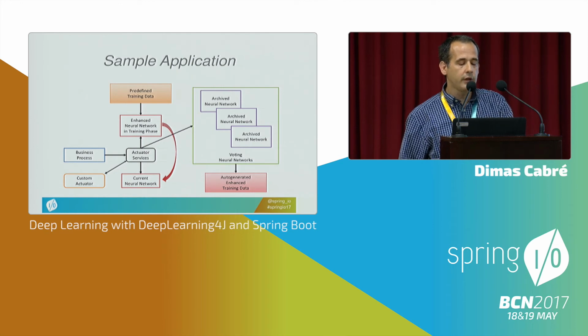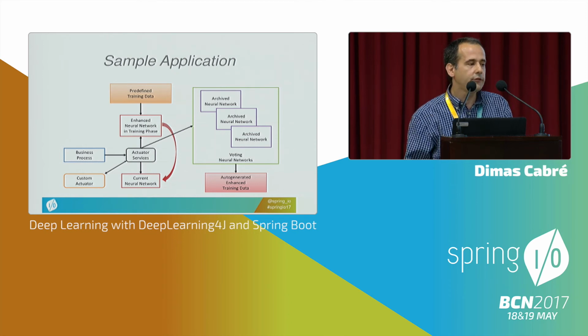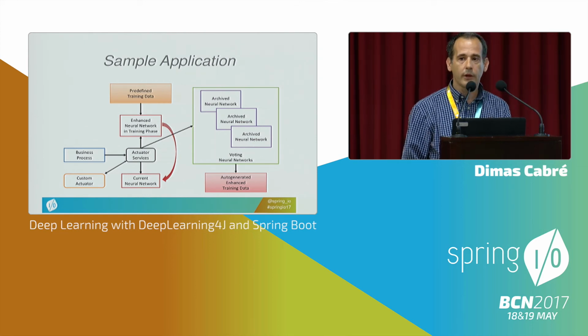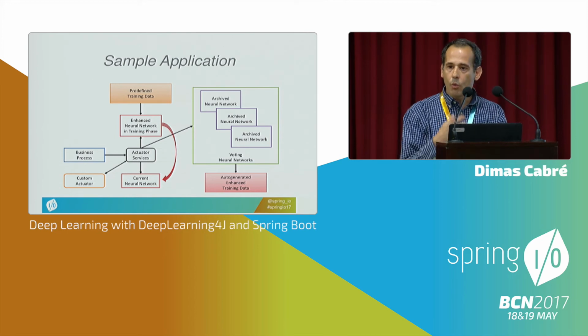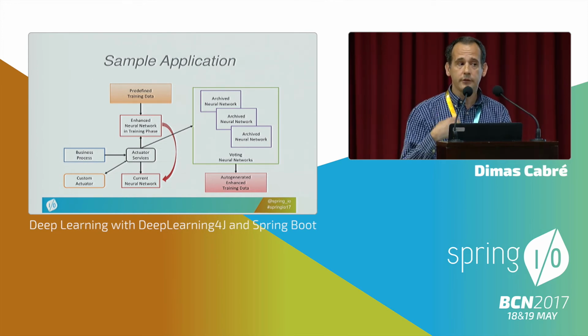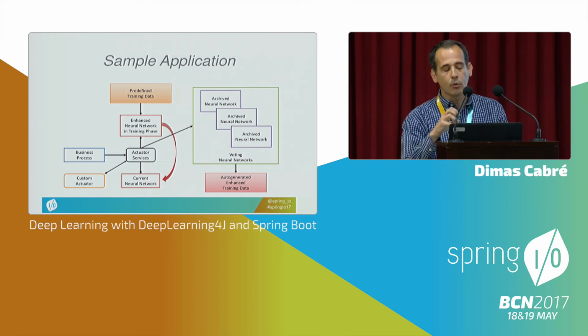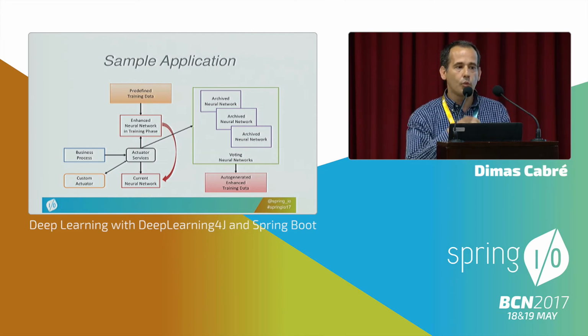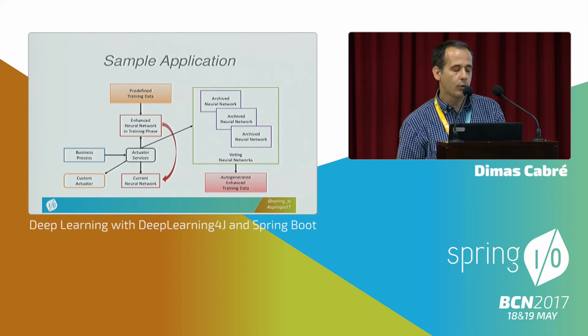This enhanced neural network is, in a way, in production, in the background, being trained with the predefined training data set, okay? So when the enhanced neural network is already trained, we replace the current neural network with the enhanced neural network. Of course, we have some ways to analyze or decide if the enhanced neural network is better than the current one. But if we decide that it is better, we replace it. So after this replacement, the coming business processes will delegate the execution to the new neural network.